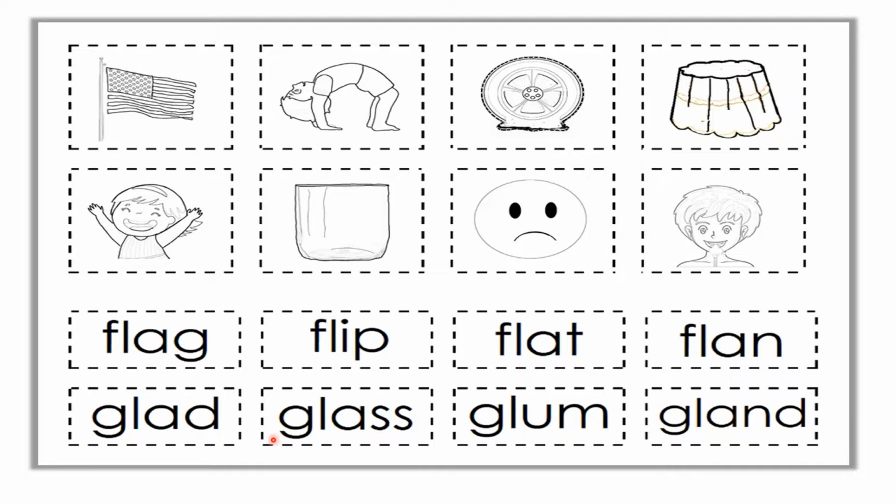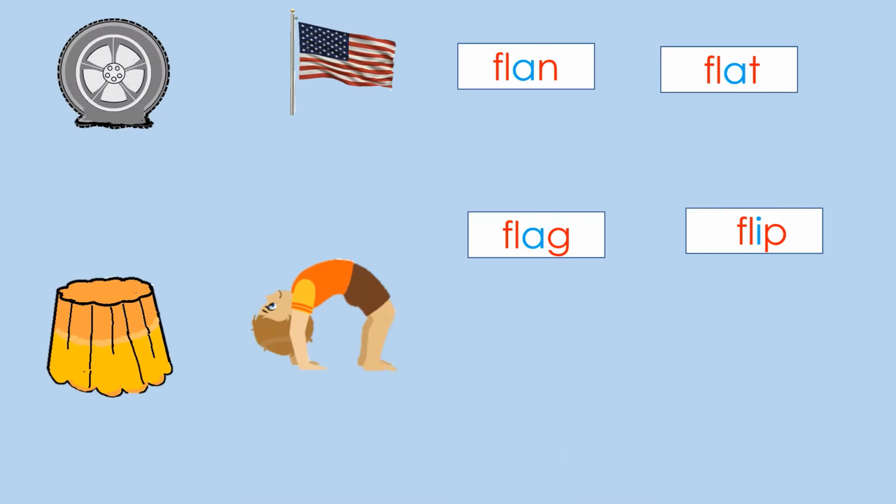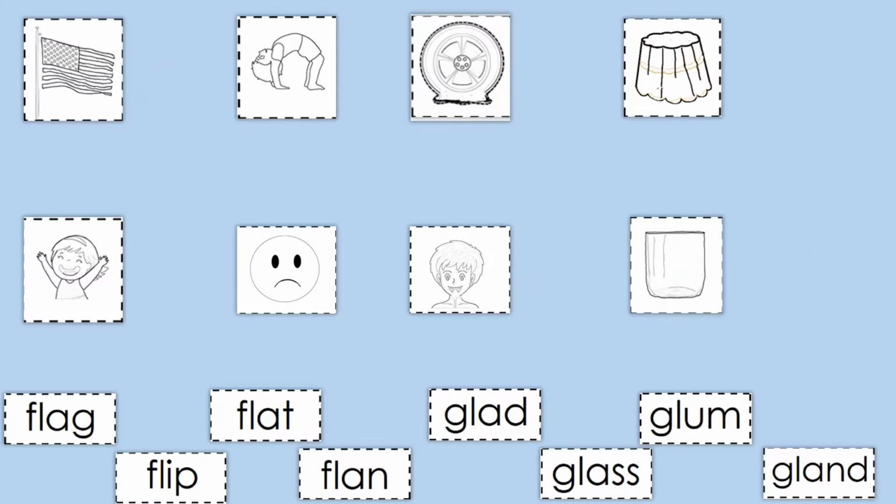If you have this worksheet, you are going to cut words and pictures around the dotted line and keep it like this. You can pause the video, and when you are done, you can start again. Now let's start reading. Plan. You're going to match on your worksheet. Find a picture of flan, and then you're going to find the word flan.